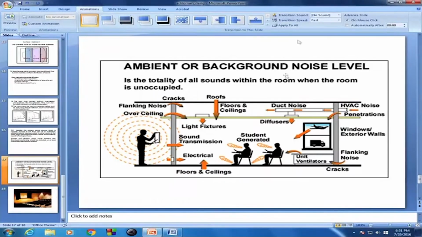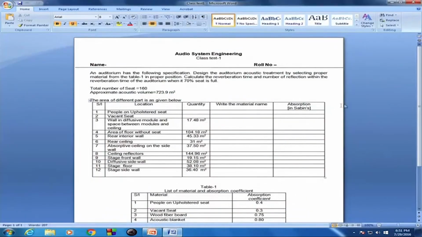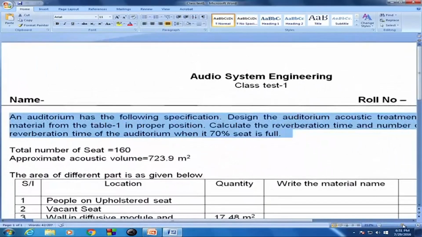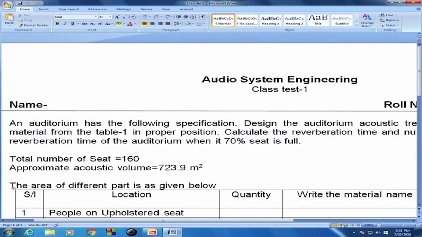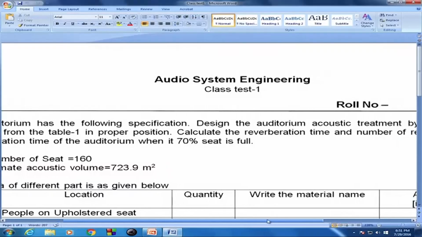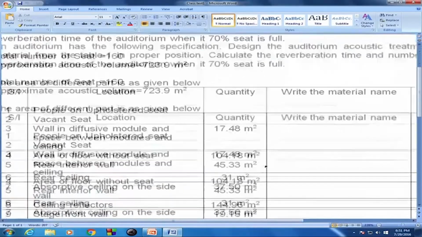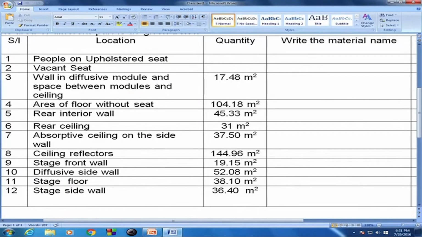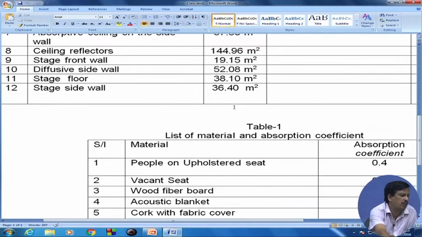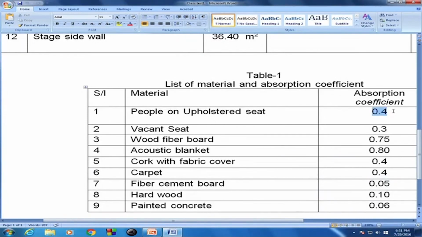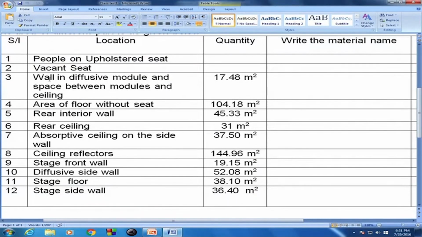Okay, there is an example, don't forget about that. There is an example I have given here. I think it is not visible, so let me make it large. What I said is that an auditorium has the following specification, design its acoustic treatment. I have given a table of people and upholstered seats, vacant seats. All absorption coefficients are given in table 1: the absorption coefficient of a vacant seat is 0.3, and if people occupy it, it is 0.4. Then the wall in diffusive module and space between the module and ceiling.